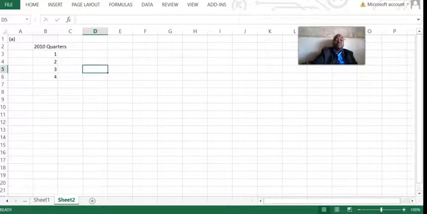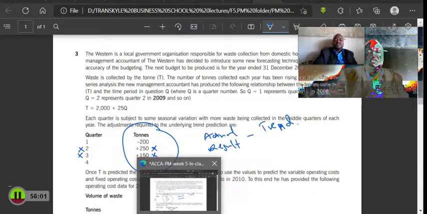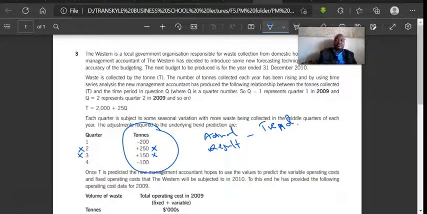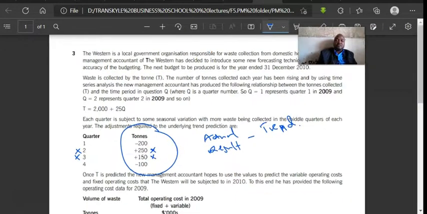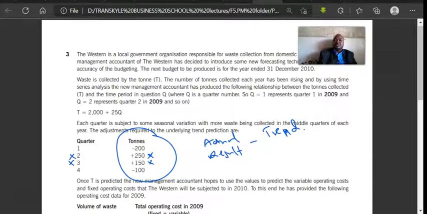But remember, we have been given this model: T is equal to 2000 plus 25Q. Remember, we have been given that in the question. This model is not there for decoration.